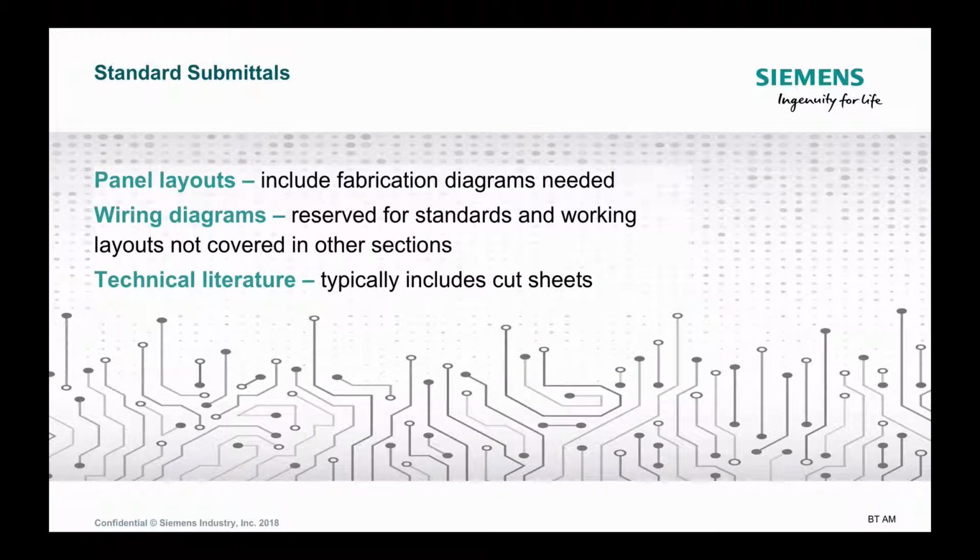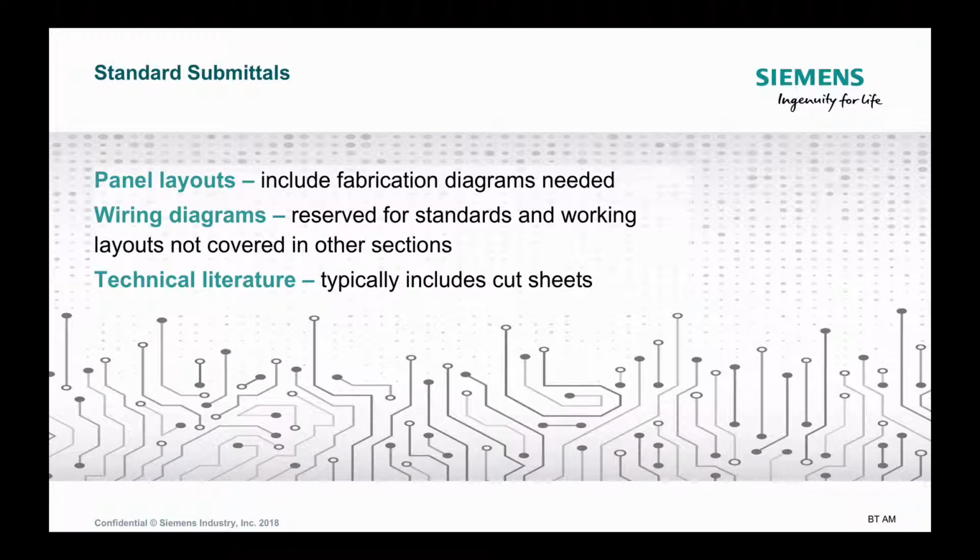The panel layout section is to include the fabrication diagrams needed to mount and wire all hardware to operate a system. In addition, the drawings show the mounting, assembly, and wiring of our products and provide the subcontractor with instructions on how to terminate field wiring. The wiring diagram section is reserved for standards and typical wiring layouts that are not covered by the other sections.